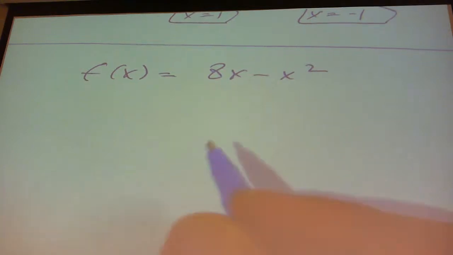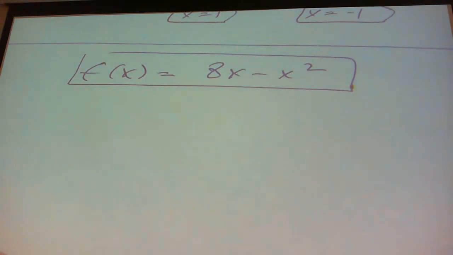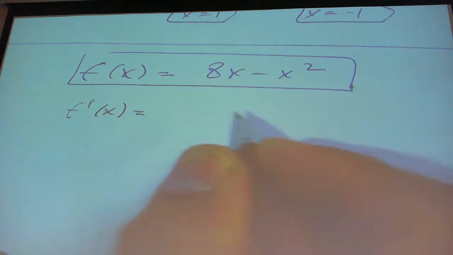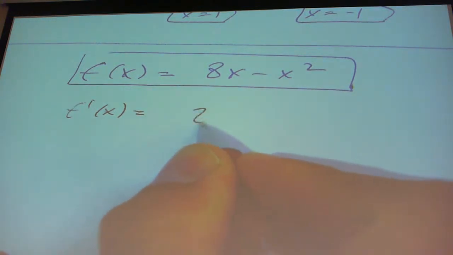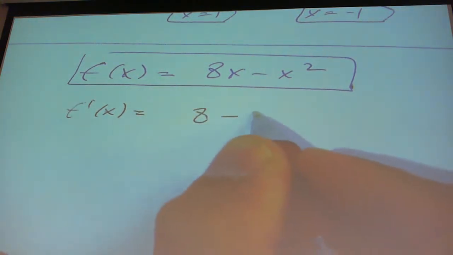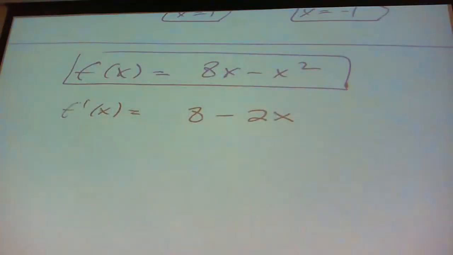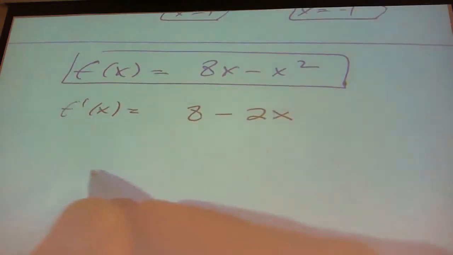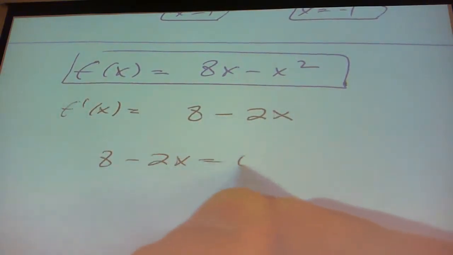Okay, so again, this is our original, 8x minus x squared. What's the derivative of that? 8 minus 2x. So we take the derivative. If I want to find those potential highs or lows, we take that, set it equal to 0.